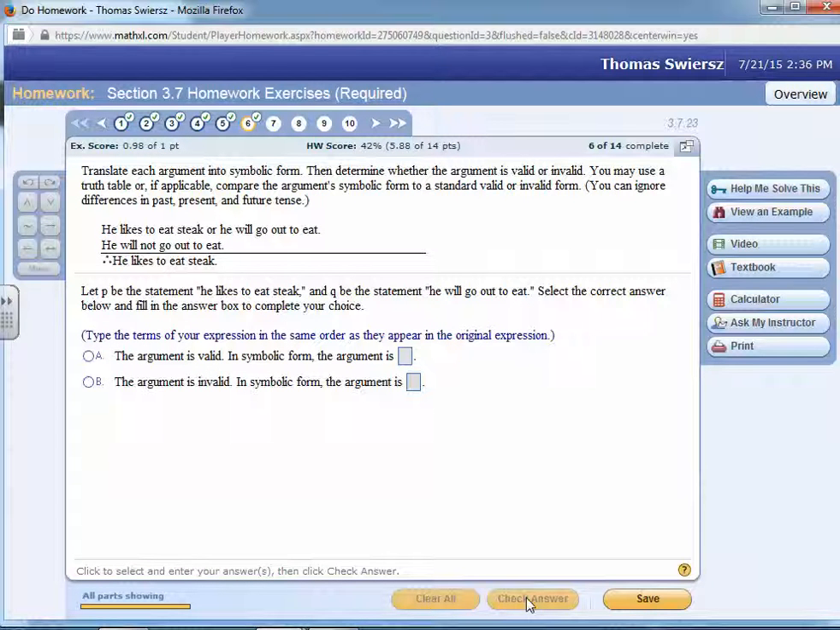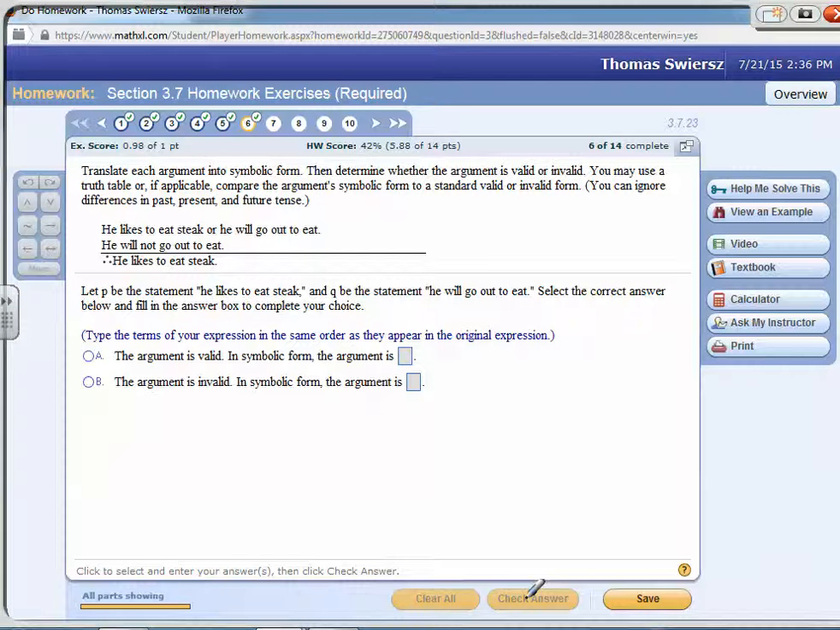All right, let's look at homework exercise number 6. Okay, translate it into symbolic form again, determine if valid or invalid. Either do a truth table or compare to a standard valid or invalid form. All right, so let's see what we've got here.